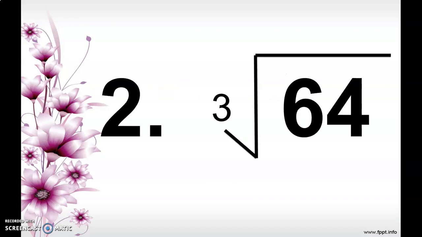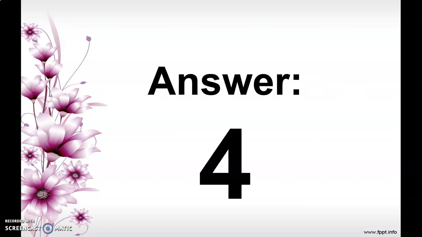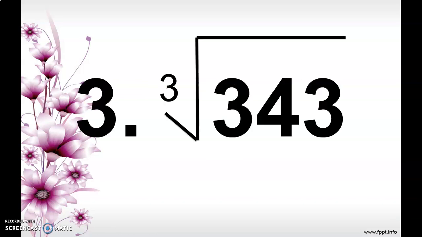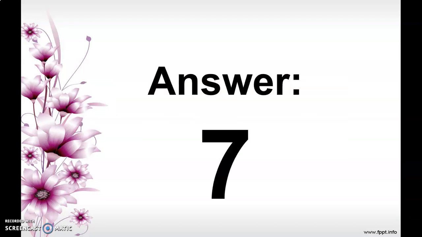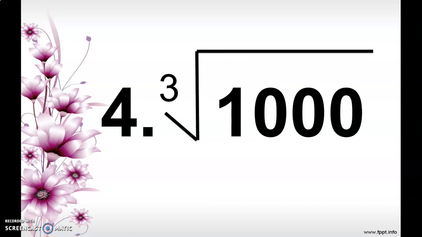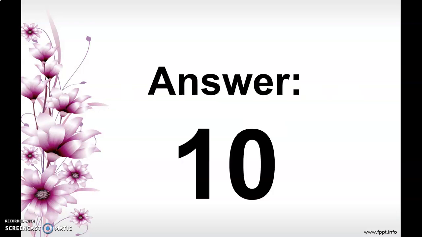Cube root of 64. So, ang sagot ko ay 4. Kasi 4 times 4 is 16. Times 4, 64. Cube root of 343. The answer is 7. Kasi 7 times 7 is 49. Times 7, 343. Cube root of 1,000. Alam niyo ba kung ano ang cube root ng 1,000? Okay, tama. So, ang sagot ay 10. Kasi 10 times 10 ay 100. Times 10, 1,000.